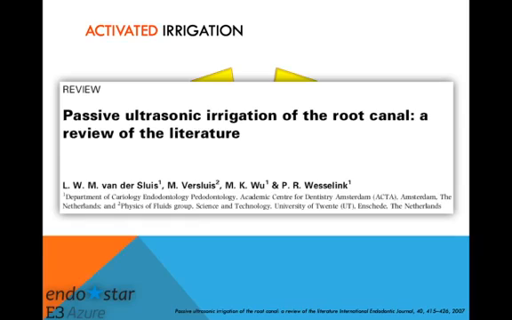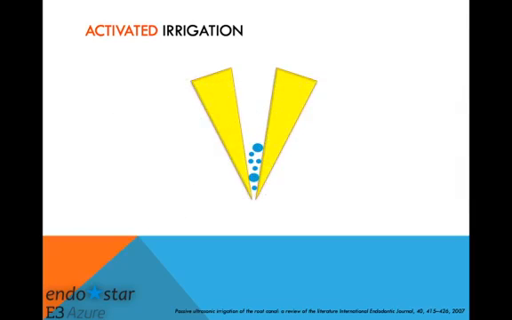Now literature has shown us that whenever we need to rank the different activation methods, passive ultrasonic irrigation is the best method of activation of the irrigant. Second to be ranked is manual dynamic activation, and third is sonic irrigation. Therefore, by activating a particular irrigant, we are removing the air lock or the vapor lock that is present in the apical third of the canal.